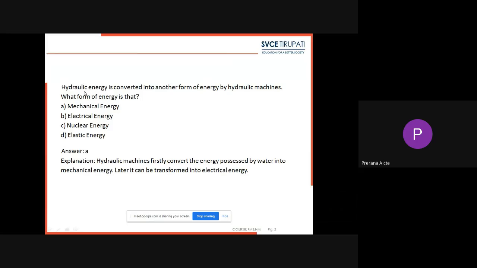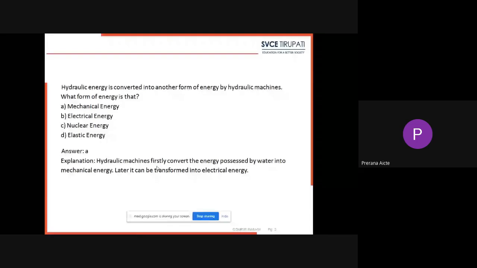So the first question: hydraulic energy is converted into another form of energy by hydraulic machines. What form of energy is that? The answer is mechanical energy. Why? Because hydraulic machines first convert the energy possessed by water into mechanical energy, and then it can be transformed into electrical energy.